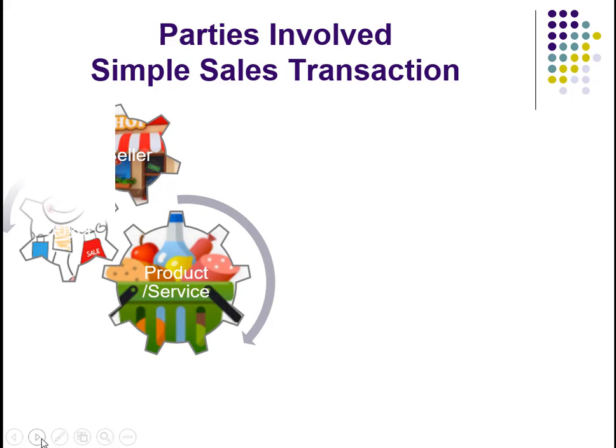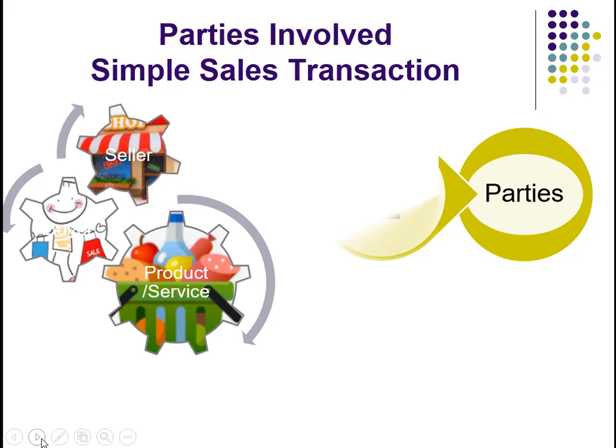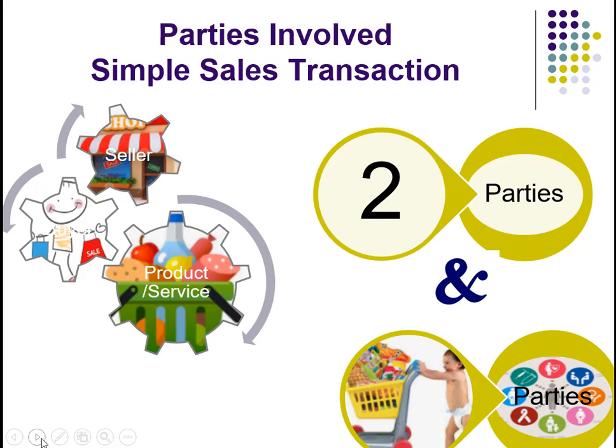The parties involved in a simple sales transaction are a seller, a buyer, and a product or service. So basically, two parties are involved, seller and buyer, and the other thing involved is the product and services. Whenever you have an invoice as a document, you have to find out the two parties, the seller and the buyer, and then what product and services are being exchanged in that document.